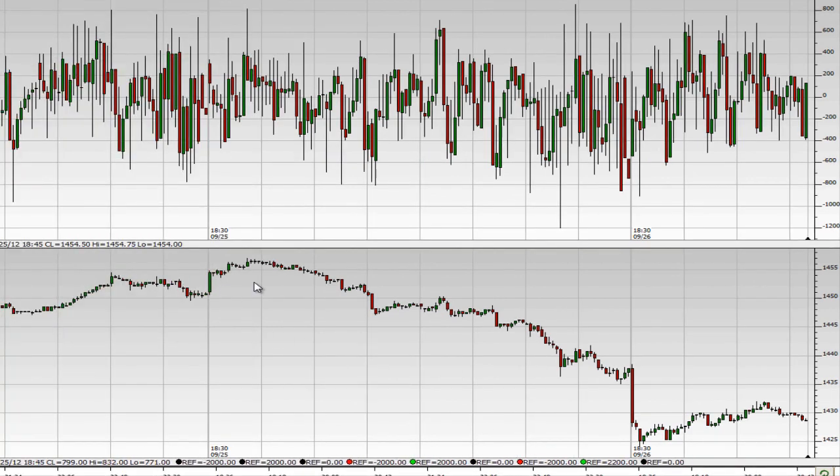Here's another day that opened higher but trended down all day long. And if we look at the tick and where it's shifted on the chart, it's more below the zero line than it is above it.